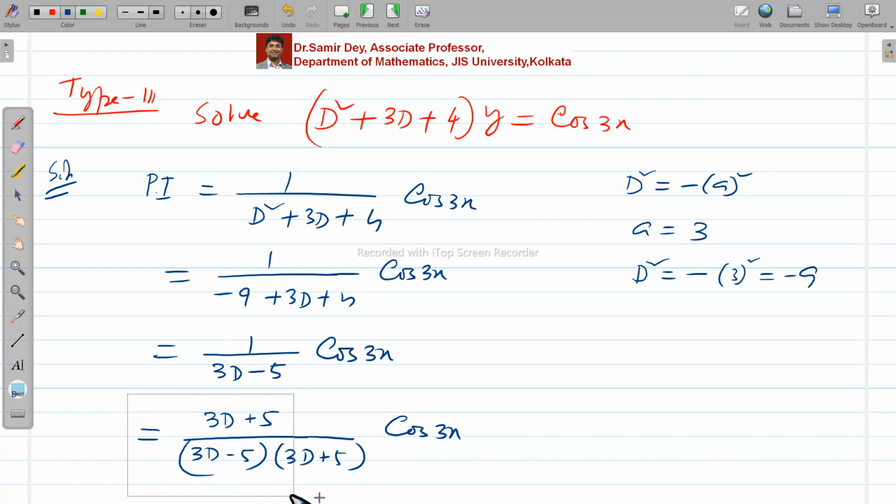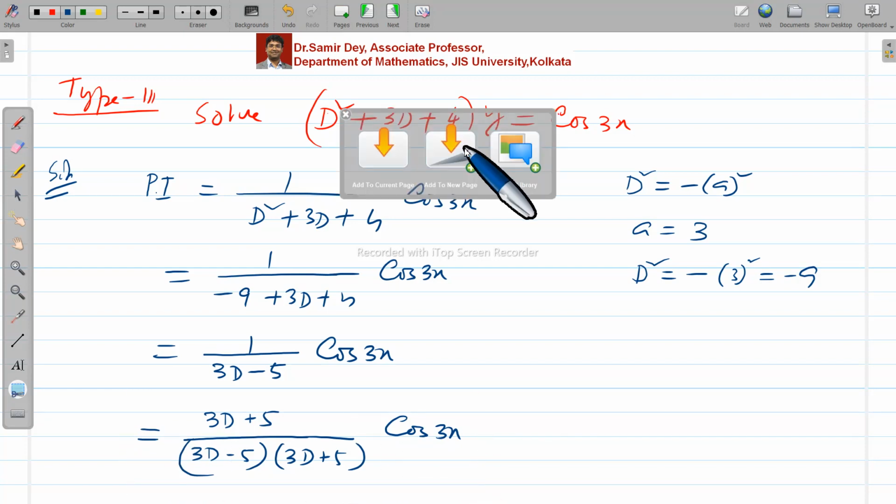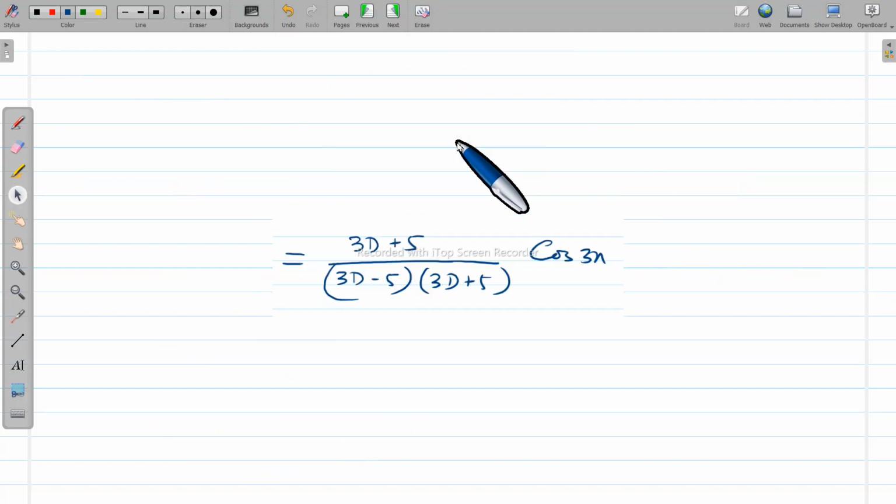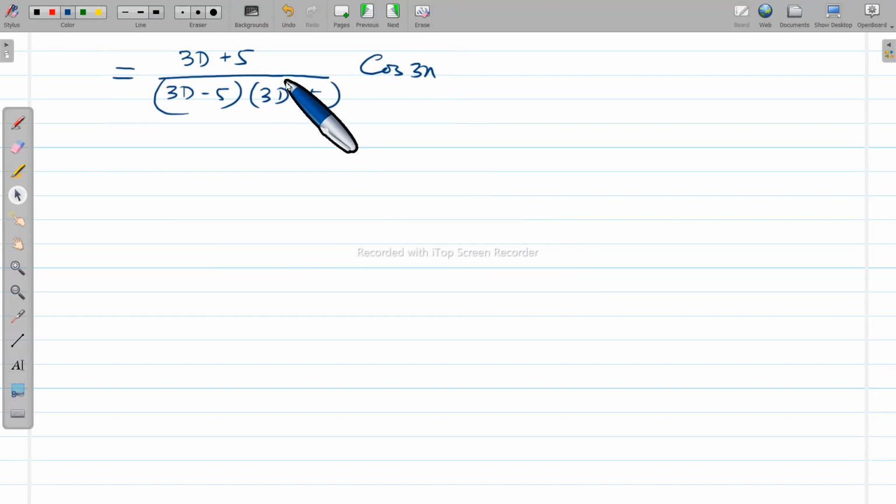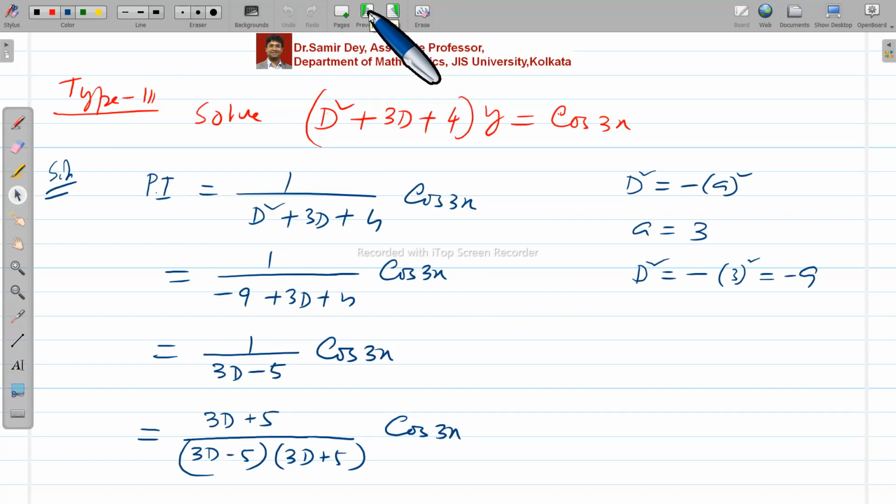Shall I move to the next slide? Okay. Now, please check. Is it clear? If you have a linear factor, then you have to rationalize this.